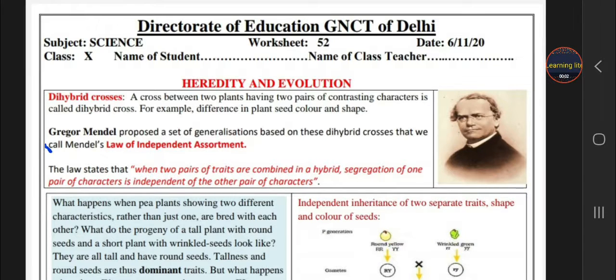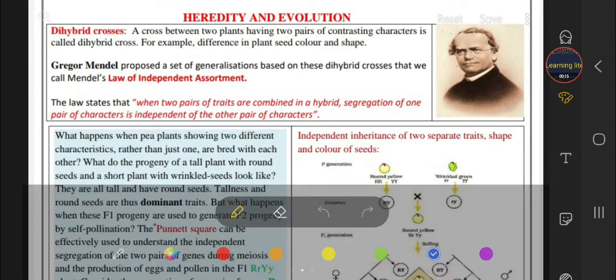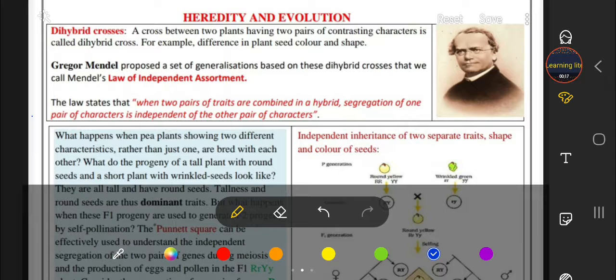Hello students, today we are here with our worksheet number 52 from Directorate of Education, class 10 subject science, and today we study about the dihybrid cross given by Gregor Mendel. What is a dihybrid cross, student?